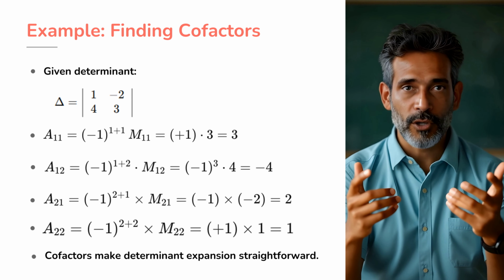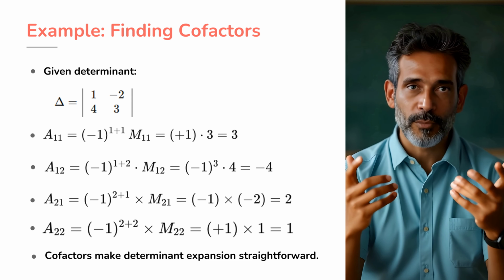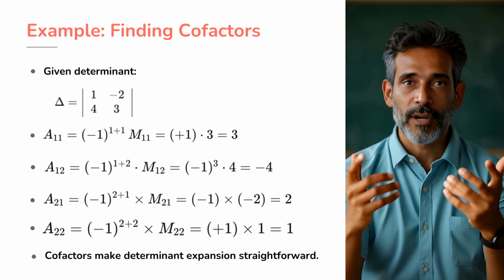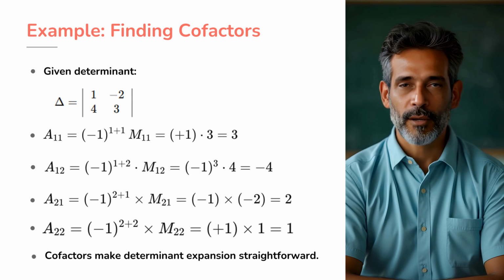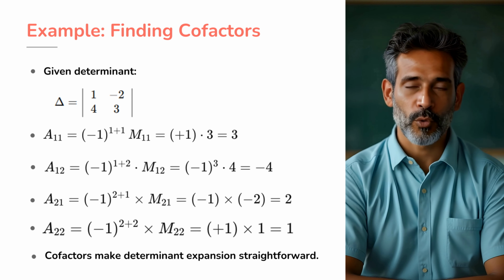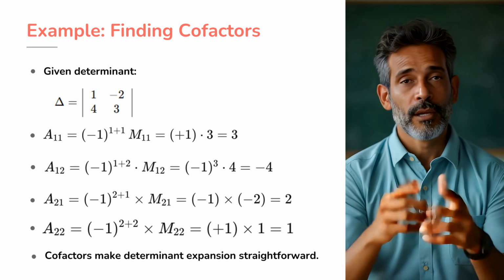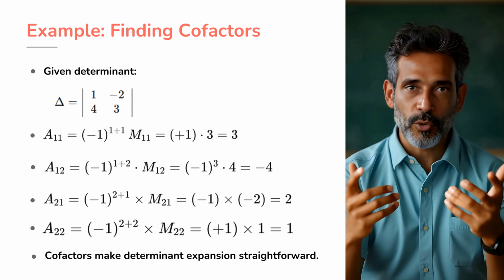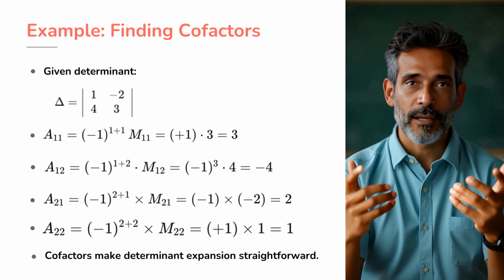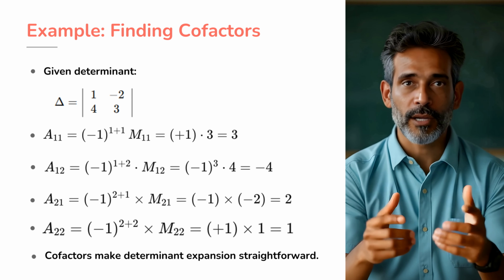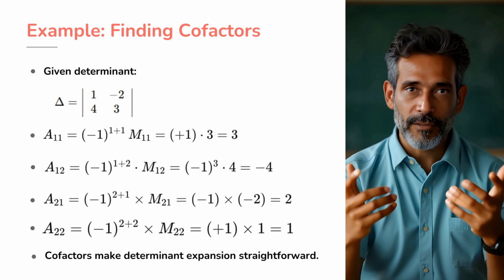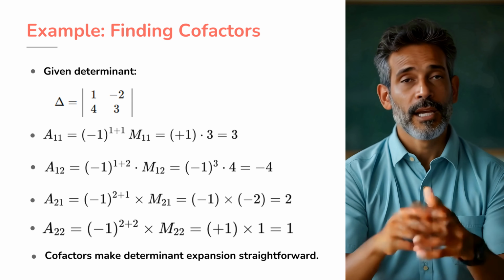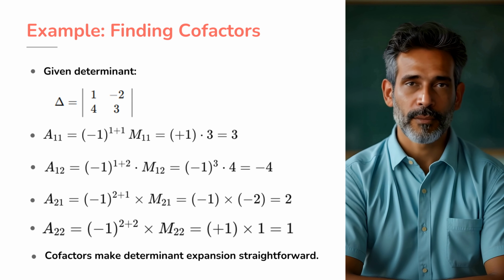Here, the cofactor of element 1 is 3, since position 1, 1 is even. Cofactor of -2 is -4, since position 1, 2 is odd. Cofactor of 4 is +2, since position 2, 1 is odd, changing the minor from -2 to +2. And finally, the cofactor of 3 remains 1, since position 2, 2 is even. Using cofactors simplifies calculations significantly when we expand determinants.